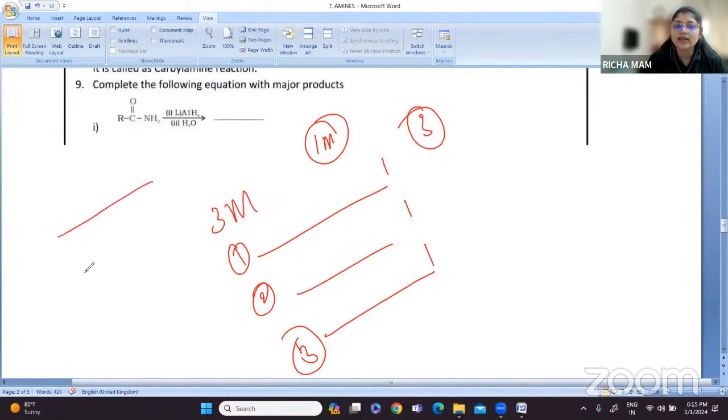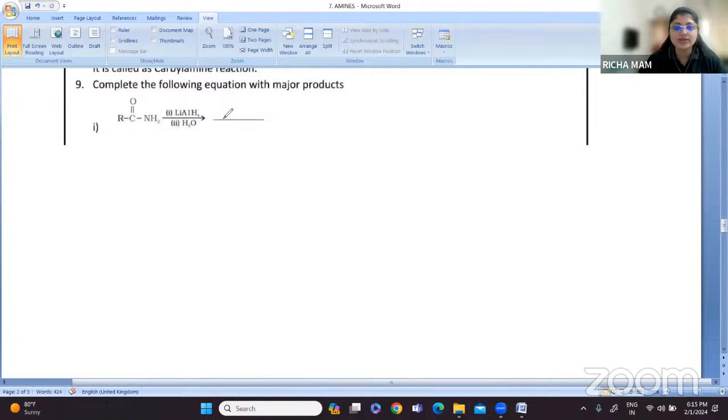Or they may ask you 2 equations, so 2 equations for 2 marks, based on the examiner and how the paper is set. But equations are also to be studied. So this we have seen. Complete the following equations with major product.